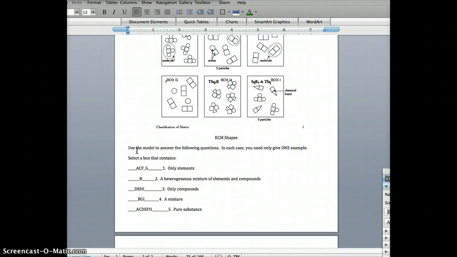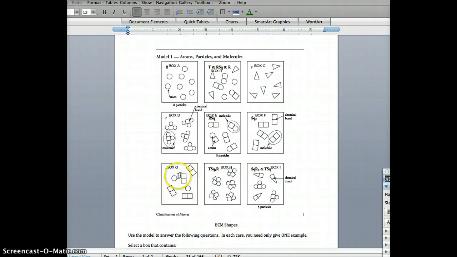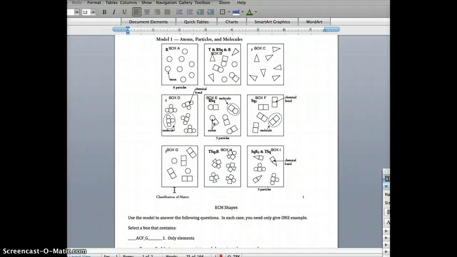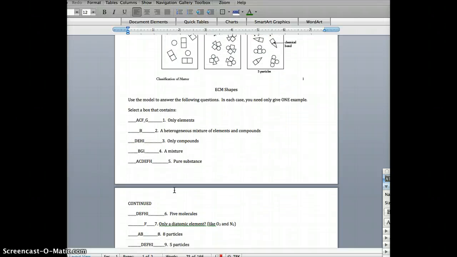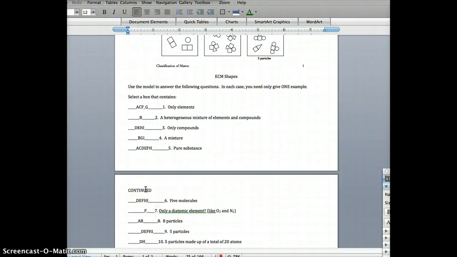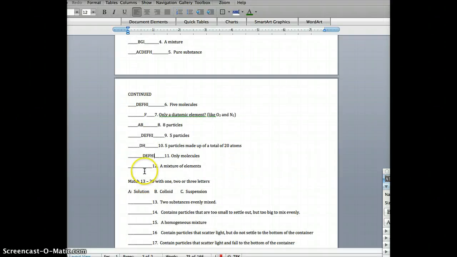And then a mixture of elements would be two different kinds of elements, so that would be one of those, because that's an element, and that's a diatomic element. And that's the only one that is just a mixture of only elements. So you need two different kinds of elements to have a mixture of elements. And what was that one? That was box G.